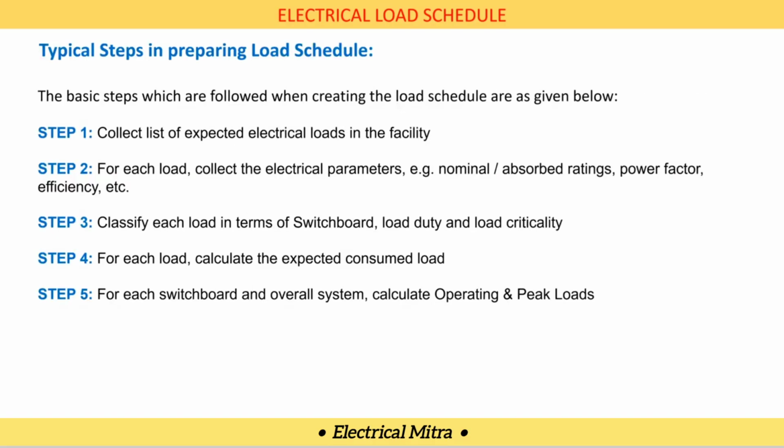Let us now see the basic steps which we need to follow when creating an electrical load schedule. First, we need to collect the list of expected loads in the facility. Then for each of these loads, we need to collect the electrical parameters, namely the nominal and absorbed power, the power factor, and efficiency. After this, we need to classify each load in terms of switchboard, the load duty, and the load criticality.